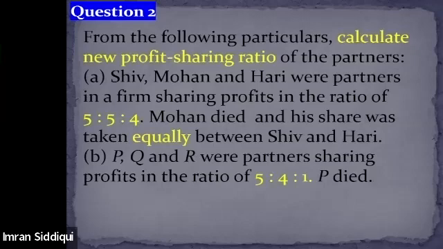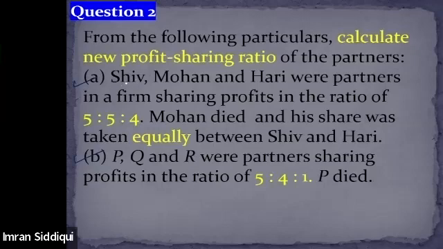It says that from the following particulars, calculate the new profit sharing ratio of the partners. There are 3 partners, and there are 2 cases in the question. Case A and then case B. Both the cases are completely independent. No case is dependent upon the other. Case A is a different question, and case B is a different question. So in both the cases, we need to determine the new PSR.